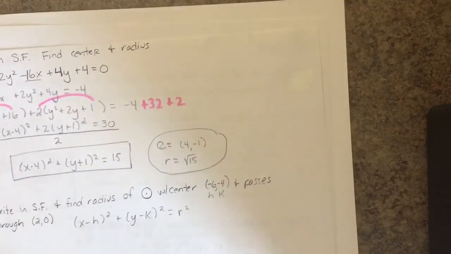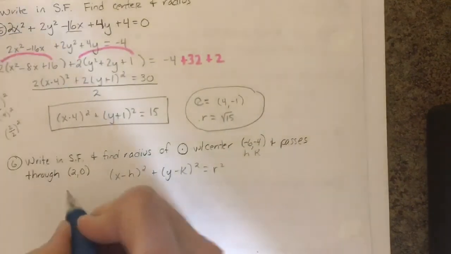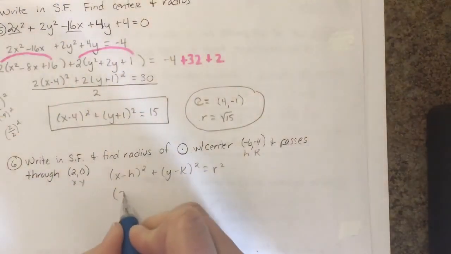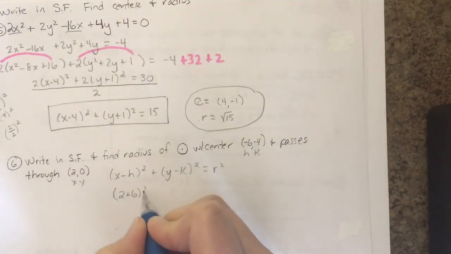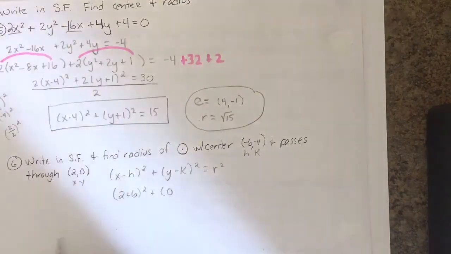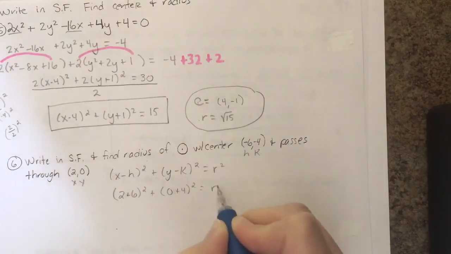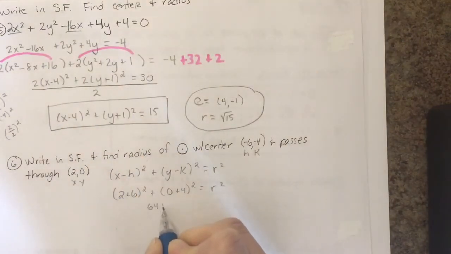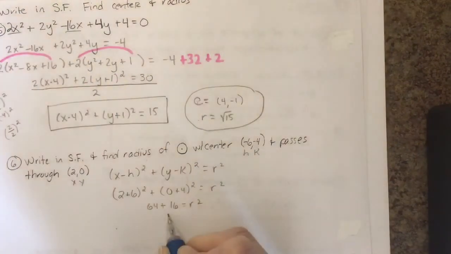All right, what am I going to plug in for what? Well, I know the center HK, and what's 2, 0? 2, 0 is a point, xy. So let's plug it in. We've got 4 numbers to plug in. X, which is 2, minus h, double negative, so plus 6 squared, plus y is 0, minus a negative, so plus 4 squared, equals the radius squared. This is 8 squared, 64, plus 4 squared, 16, equals the radius squared. 80 is the radius squared.